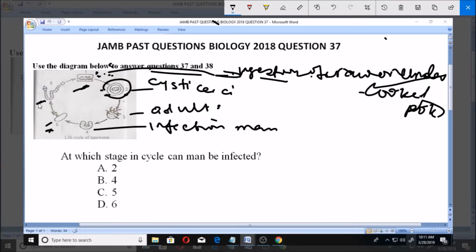Then finally here, the oncospheres circulate to muscles and other organs and develop into cysticerci again. So that is what happens in this cycle. So you find out that when it becomes infectious to man is at this 4, which is B. It becomes infectious to man at that level. Thank you.